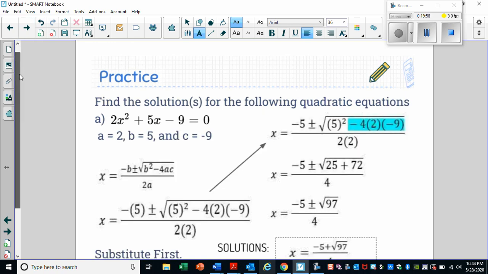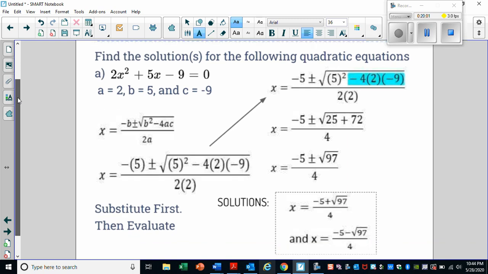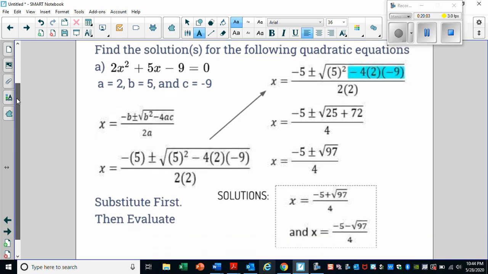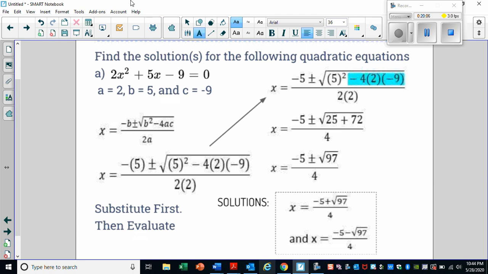So for the first problem, I'm going to actually narrate this part of the whole problem. So identify your a, b, c's: positive 2 for a, positive 5 for b, negative 9 for c. Then you plug into your formula. b in this case is 5, so we have minus, then parentheses 5, plus or minus, under the square root, 5 squared, minus 4 times 2 times negative 9, and it's all over 2 times 2.